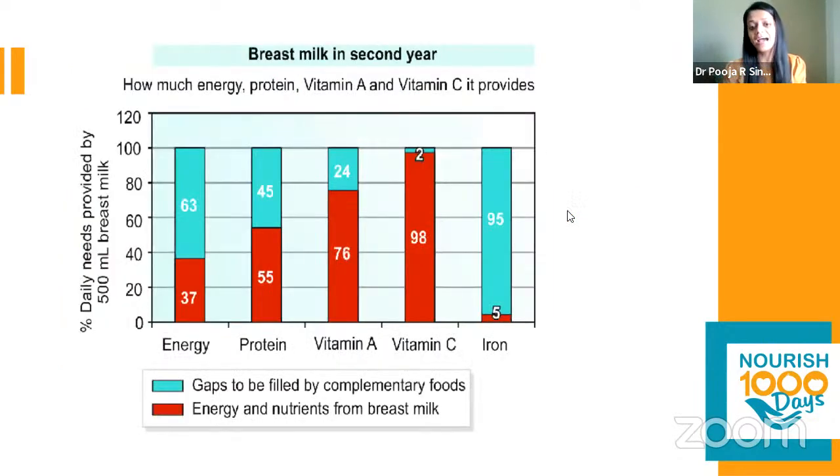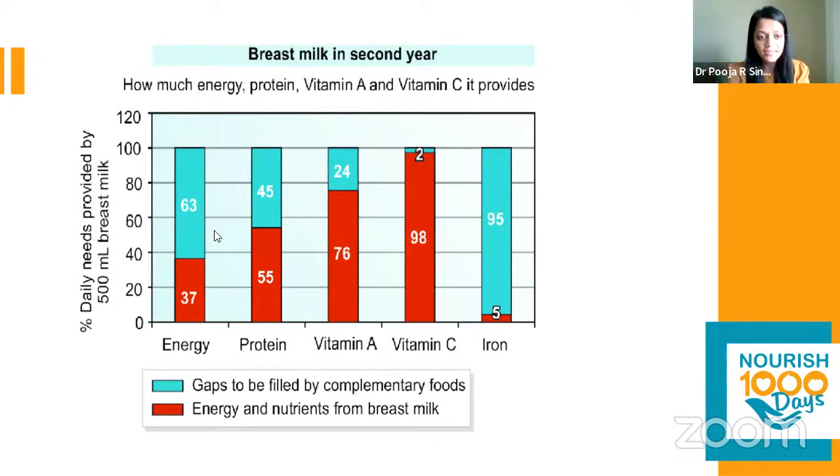So here we have an interesting graph which shows that even in the second year of life, 12 to 24 months, while the baby must be consuming about 500 ml of breast milk, this breast milk will take care of the baby's energy requirements up to 40%, protein requirements up to 50%, vitamin A up to 76%, vitamin C 98% coming from breast milk, and less for iron.